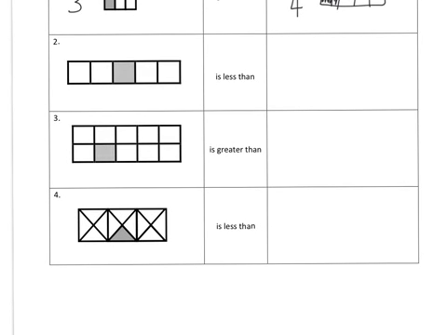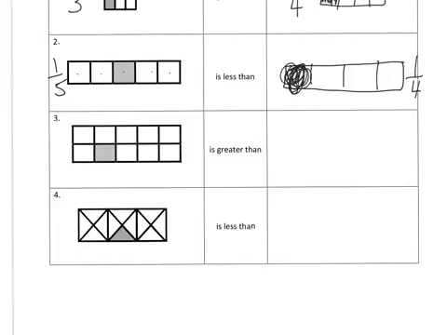Okay, number 2 here has 1, 2, 3, 4, 5. So it's 1/5 is less than, so we need a piece that is bigger than 1/5. And if you look at those fourths, those are bigger than 1/5, so we would say 1/5 is less than 1/4. So go like that.